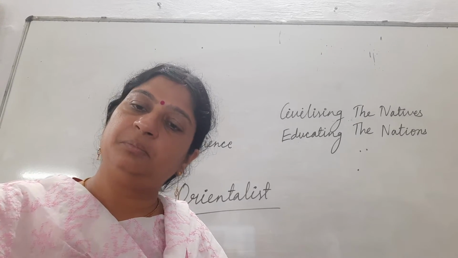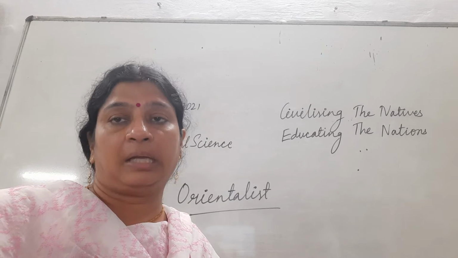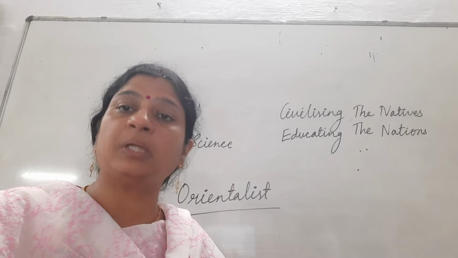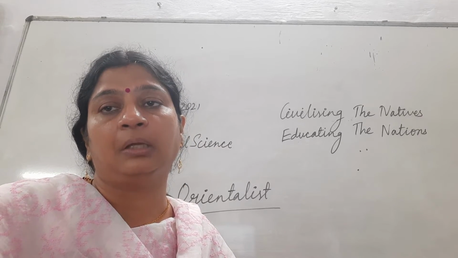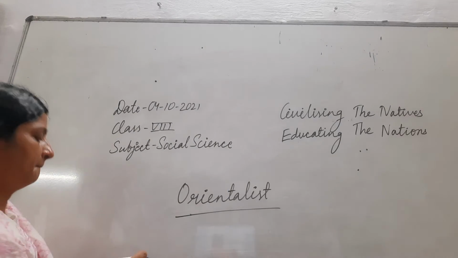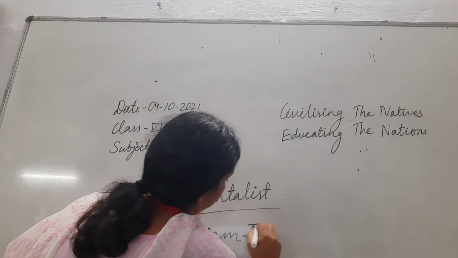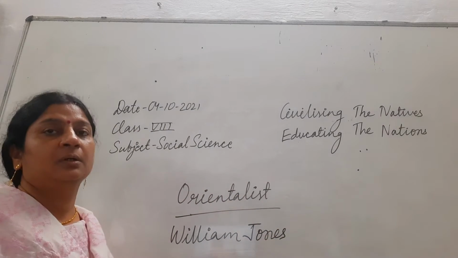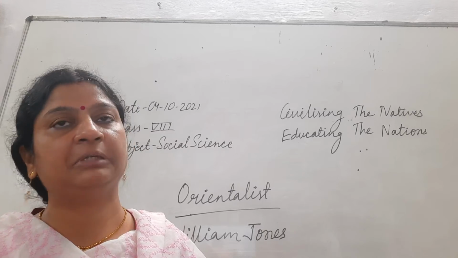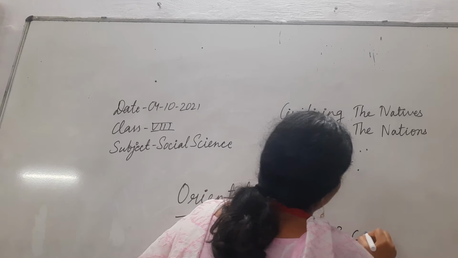So there were Britishers who were Orientalists, who considered Indian language and Indian culture as superior, containing such elements which need to be understood and followed. One such Orientalist was William Jones. He arrived in India in the year 1783, and the place was Calcutta.